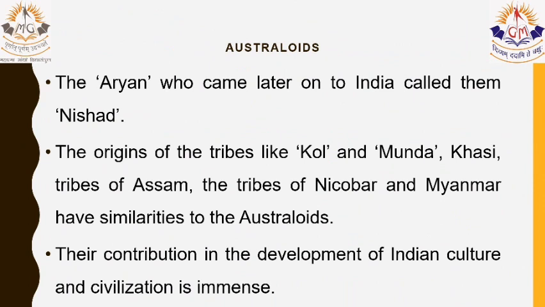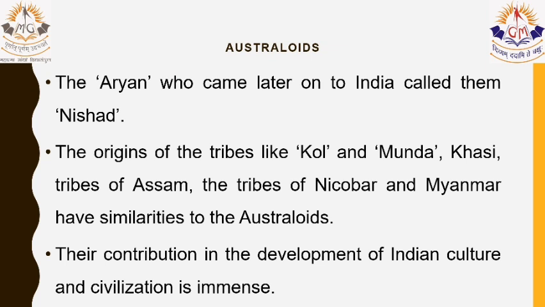The Aryans who came later on to India called them Nishad. Nisha, the semi-darkness of the evening, because these people's skin color was dark, that is, dark whitish. So the Aryans who came later to India had a very fair color, white people. In contrast to them, these people had a semi-dark or whitish color. So the Aryan people called Australoids Nishad people.